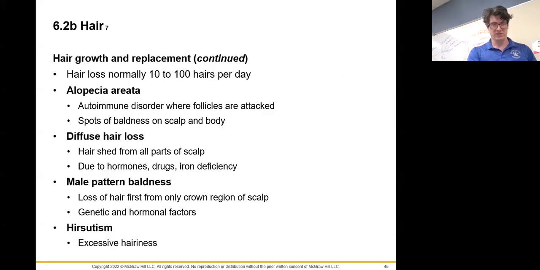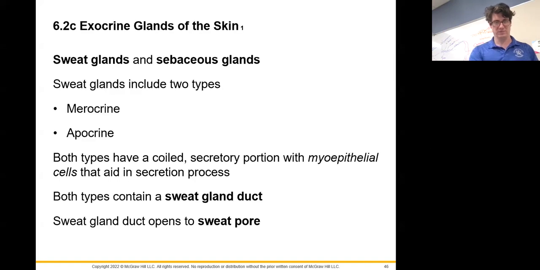All right, I think we talked about those. Now we do have sweat glands and sebaceous glands. Sweat glands, we have two different types. We have apocrine and merocrine. These are both going to be different types of sweat glands. These are both going to put their sweat onto the surface of the skin via a sweat gland duct and then finally through a sweat pore.